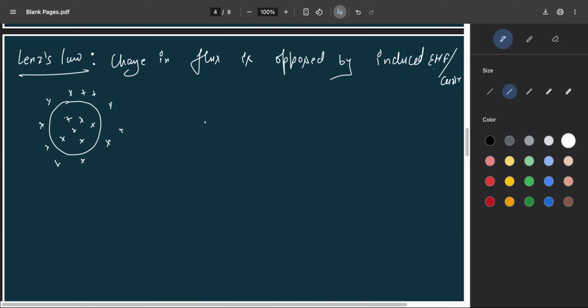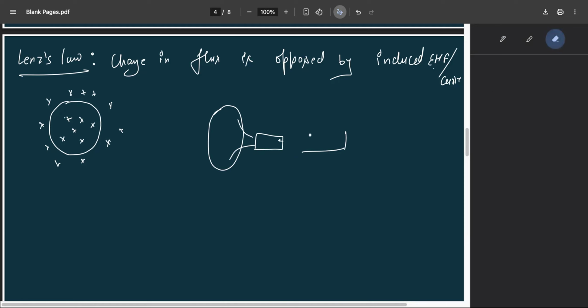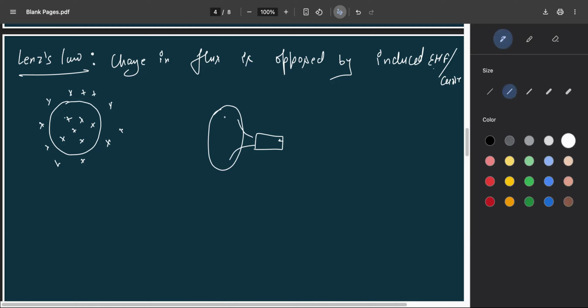Look, initially there is no magnetic field in this loop. Now I have a bar magnet. The moment I keep it near, the flux links, and I can say you have made some change, right? Earlier the magnetic field was zero. Now you took the magnetic field near to it, and this amount of flux is linked. So this has changed.